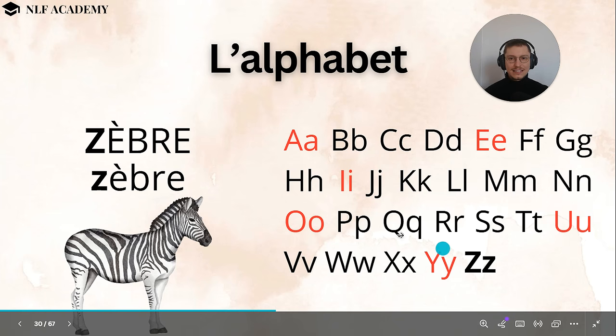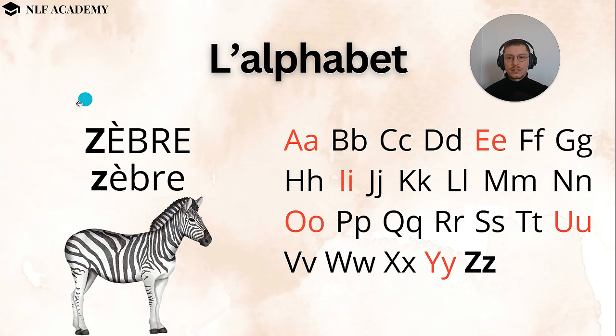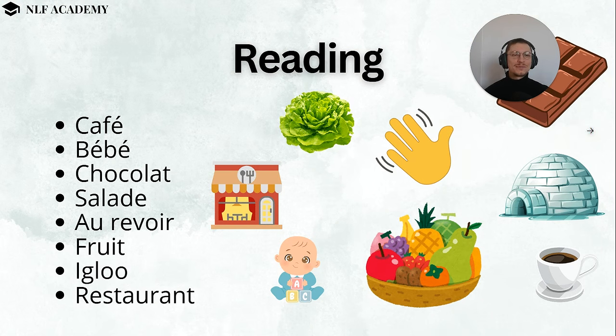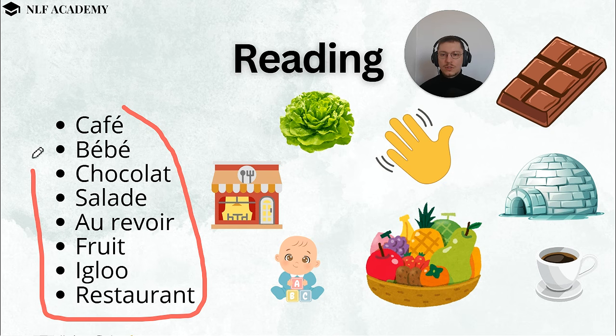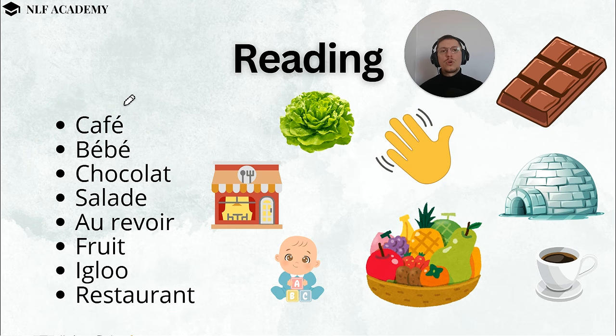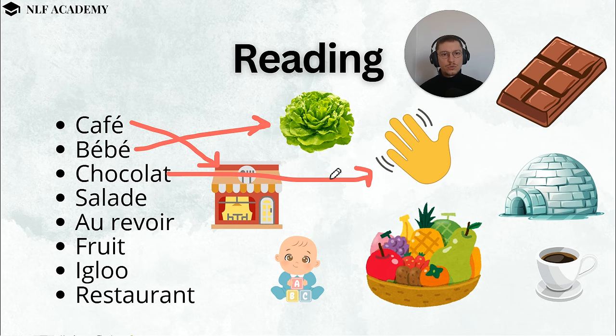Z. Comme dans zèbre. Zèbre. A zebra. Ok? Très bien. Congratulations. Now, I want you to take a look at this vocabulary right here and practice one more time a little bit of reading. So for each word, I am going to read it. I want you to repeat after me, and then you show me which drawing is fitting the word that is written.